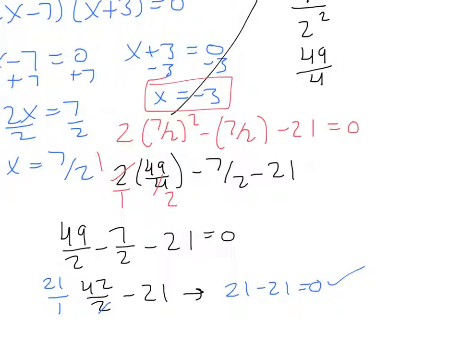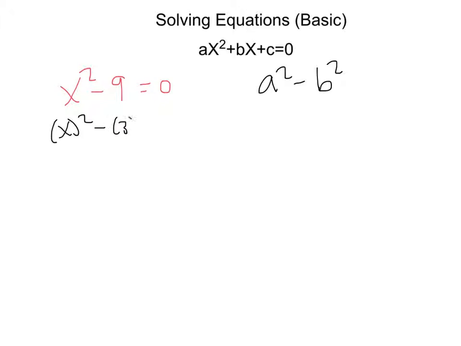Let's do another one. So this one's of a little bit different form. It doesn't have our bx, and this is going to be a different way to factor. There will be a video about special ways to factor, especially if you have something in the form of a squared minus b squared. So in this case we would say this is x squared minus 3 squared.